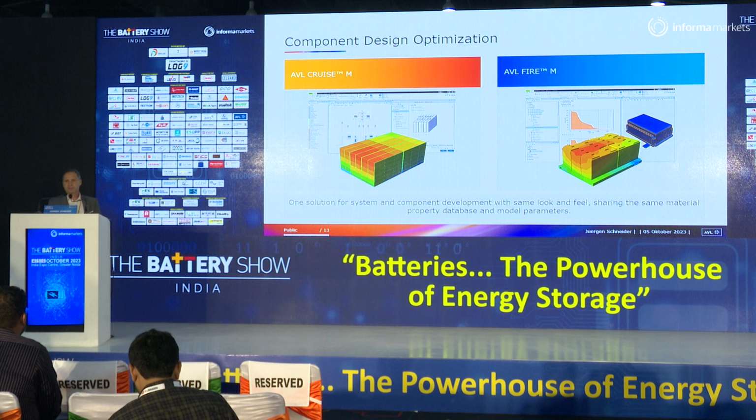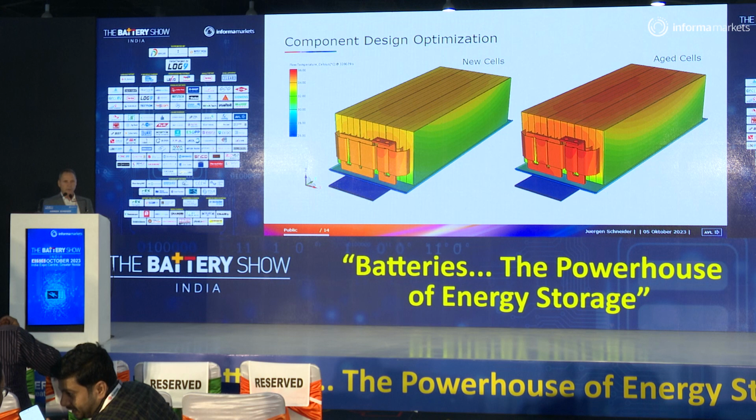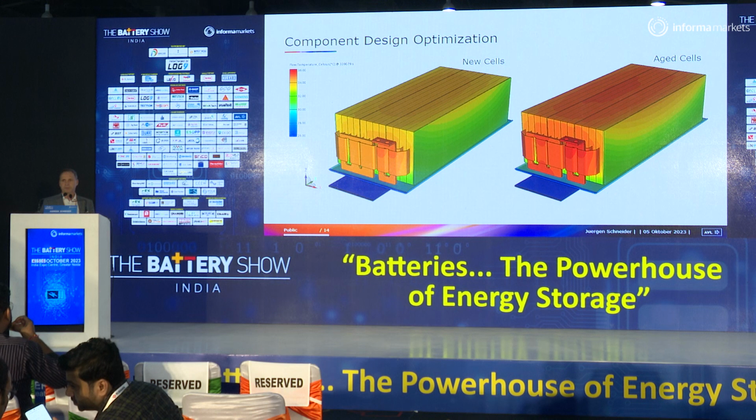And of course, you can also investigate how the cooling concept performs for a new cell, but also what if the cell is aged and you have higher inner resistances, and is the design still capable of handling aged cells? If there is anything on the cooling side to optimize, you can already check that here in this design optimization loop. And of course, battery aging, fast charging.